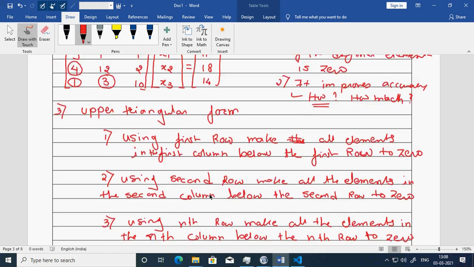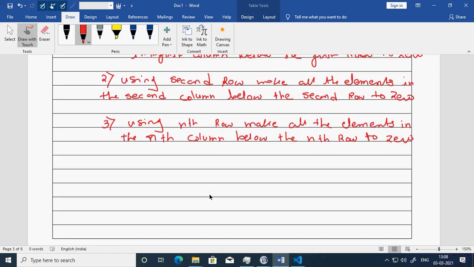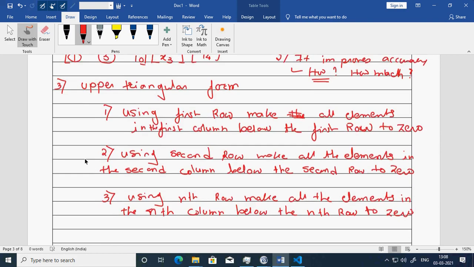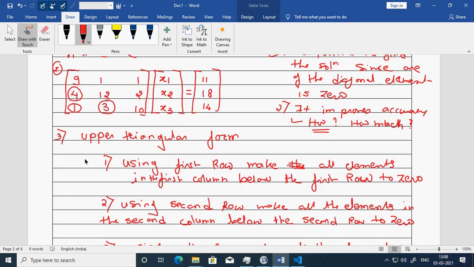So we have the system. What should I do? Using row 1, I have to make all the elements in the second row and third row of the first column 0. So how do I go ahead? I call this R1, this R2, and this R3.